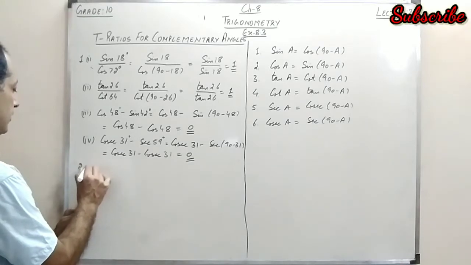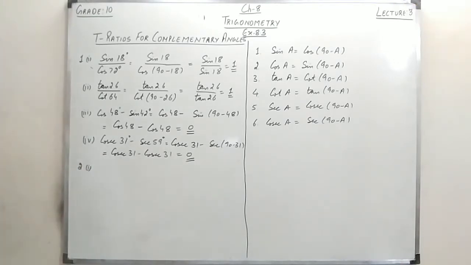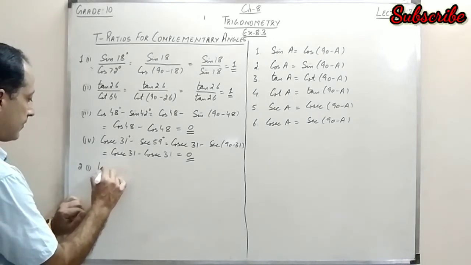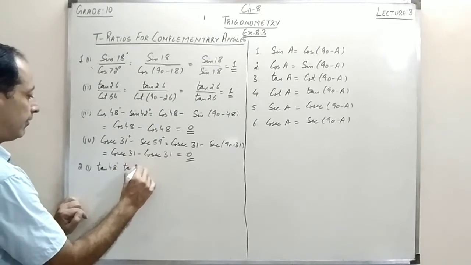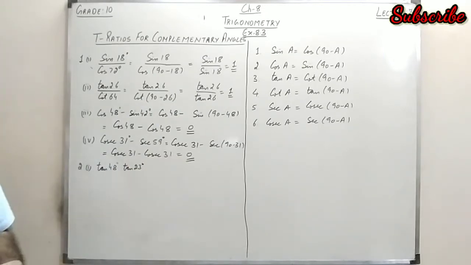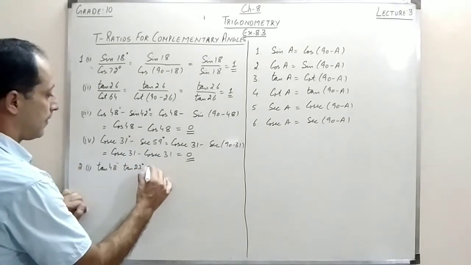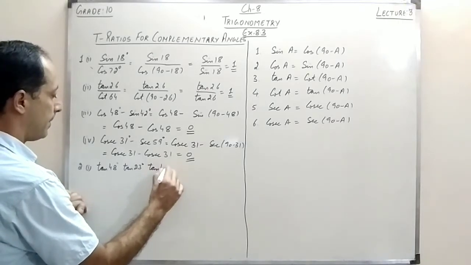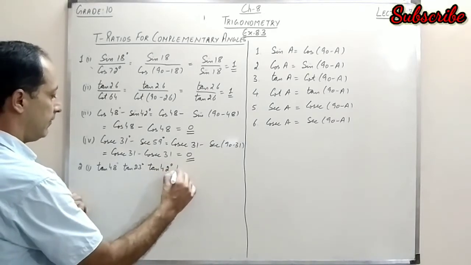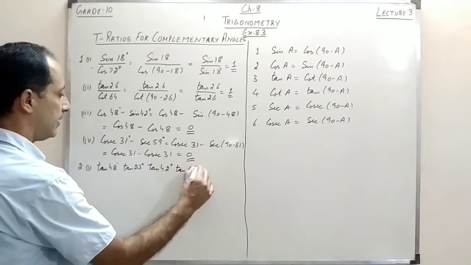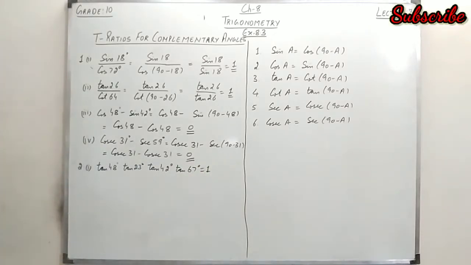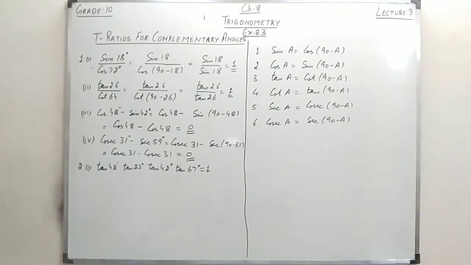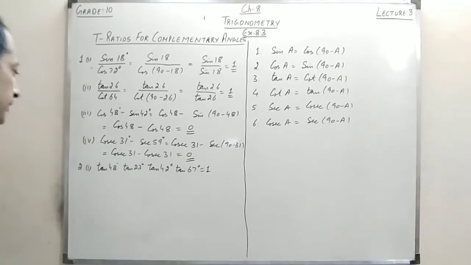Second question, first part. That is tan 48 degree, tan 23 degree, then we have tan 42, and then we have tan of 67 degree. This I have to prove as 1. So how can we do this? So we start with the LHS of this solution.